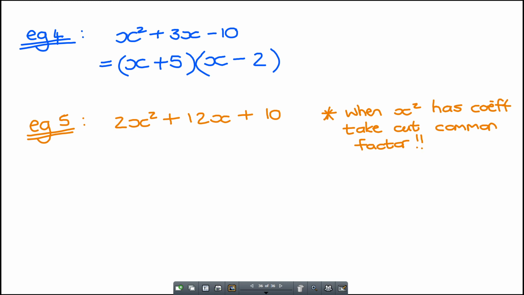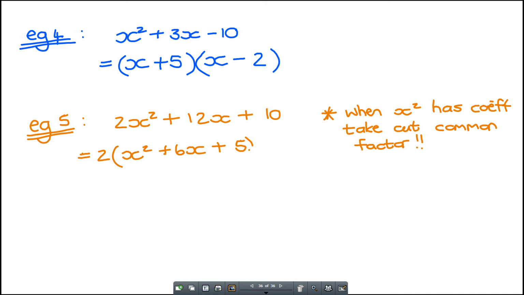take out a common factor. So basically, we take that coefficient out as the common factor. So in this case, what's the coefficient of the x squared? 2. So can we take out 2 as a common factor? Yes. So if I take out 2, I would have x squared plus 6x plus 5. Do you guys all see that? Okay.